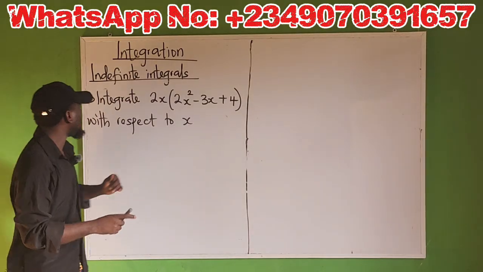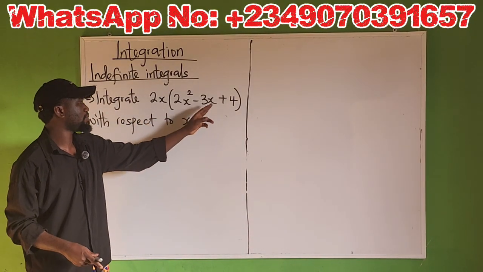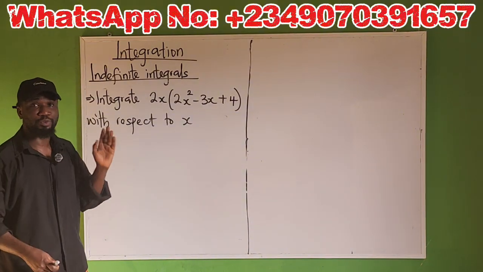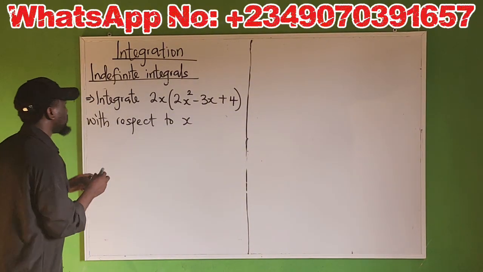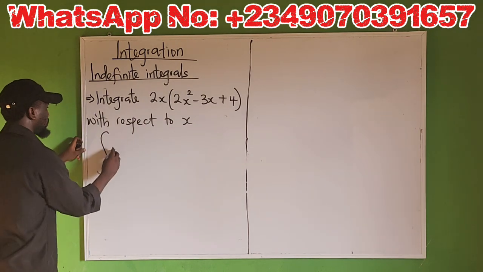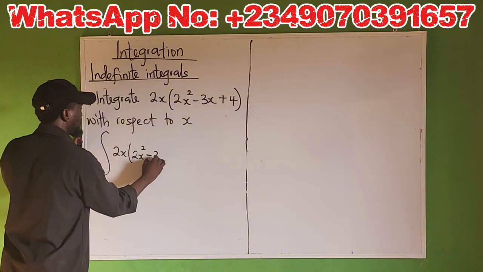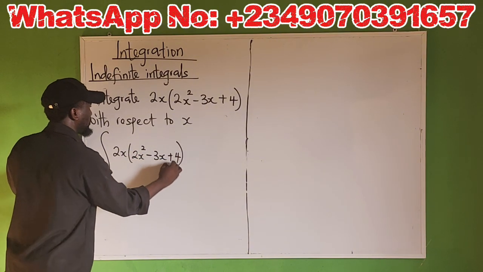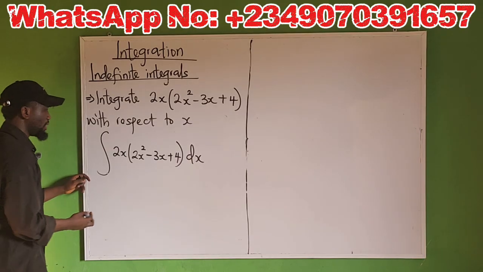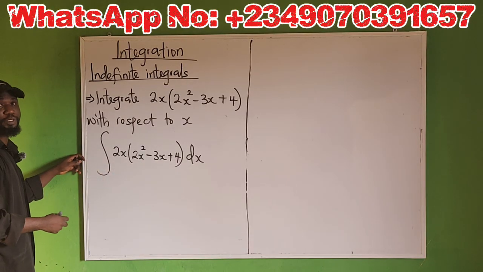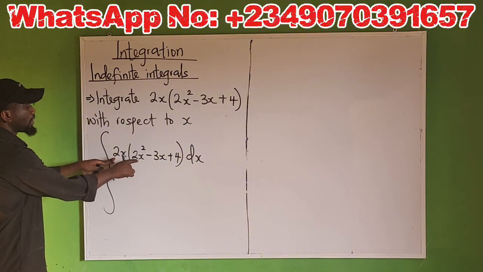So the question here says, integrate 2x into bracket 2x squared minus 3x plus 4 with respect to x. This is a very simple question, so just follow me. So we are to integrate 2x into bracket 2x squared minus 3x plus 4 with respect to what? To x. So what's the first thing we have to do here? Just try as much as possible to open the bracket. So 2x multiplied by 2x squared.